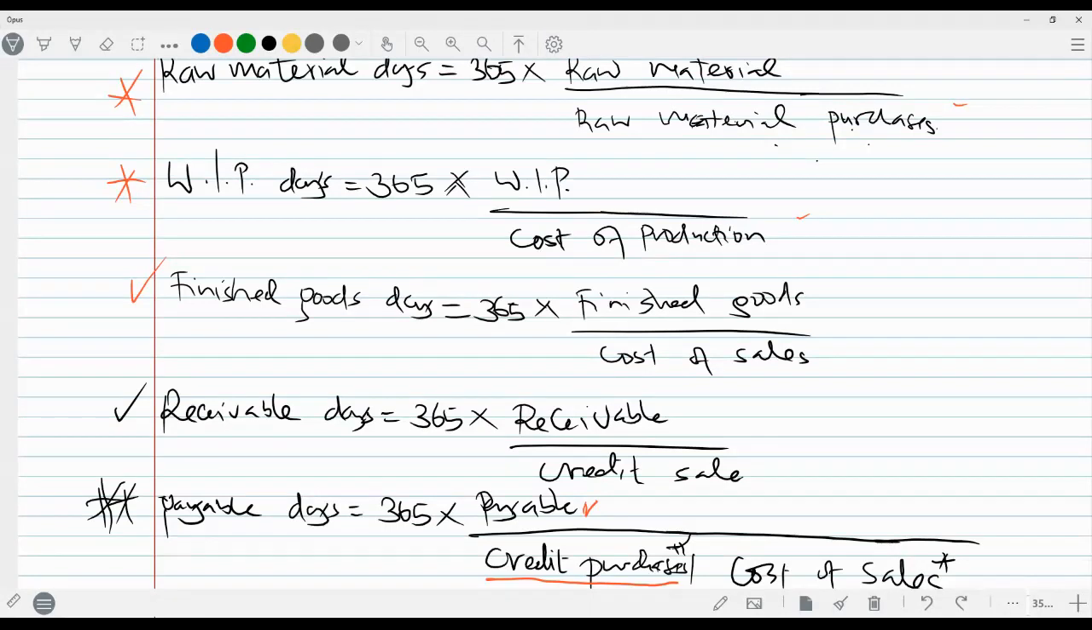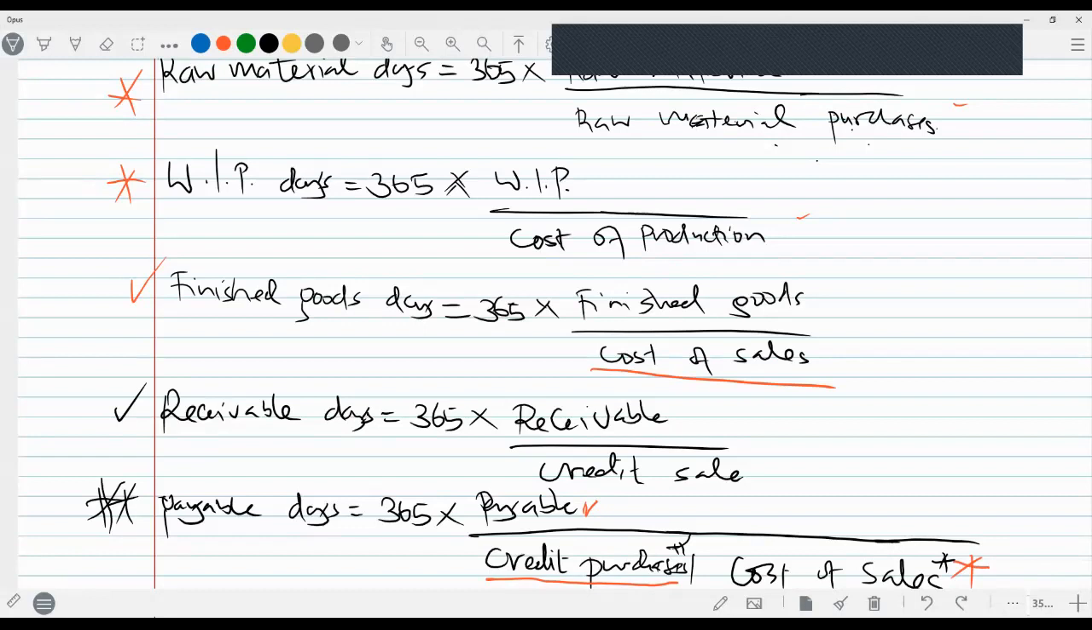Immaculate. Yes. The cost of sales, is it the same value as the one for the finished goods? Yes, it's the same. So these two are the same; they're equal. Yes, they are. Thank you.